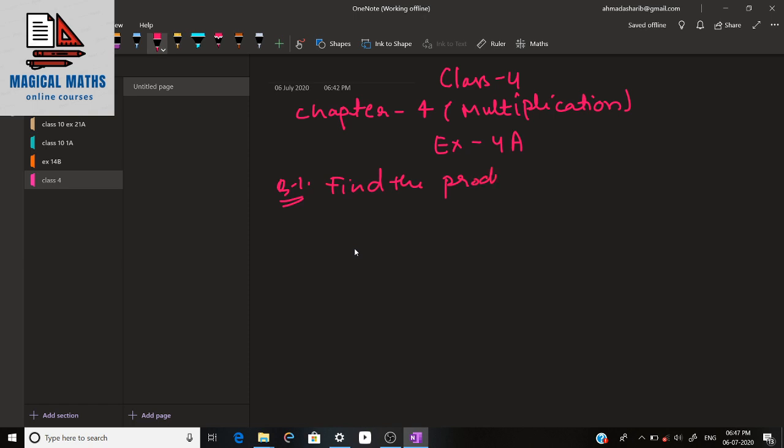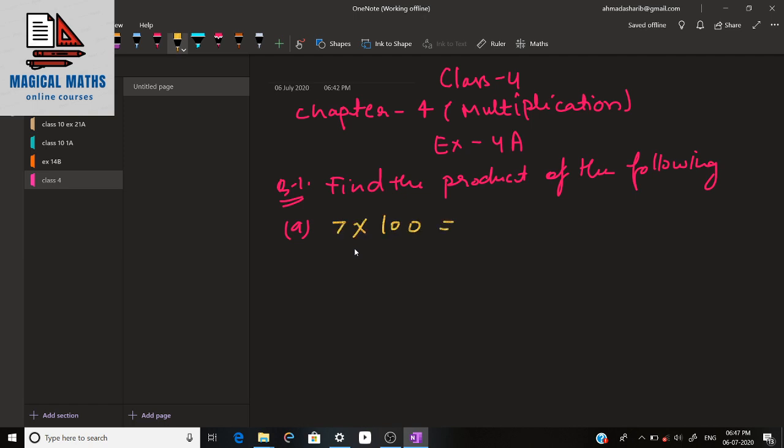Find the product of the following. Students, I am not going to explain each and every question. I'll just give you a hint and you have to do the rest of the questions from your book. The first part, A, of the question given in your book is 7 into 100.